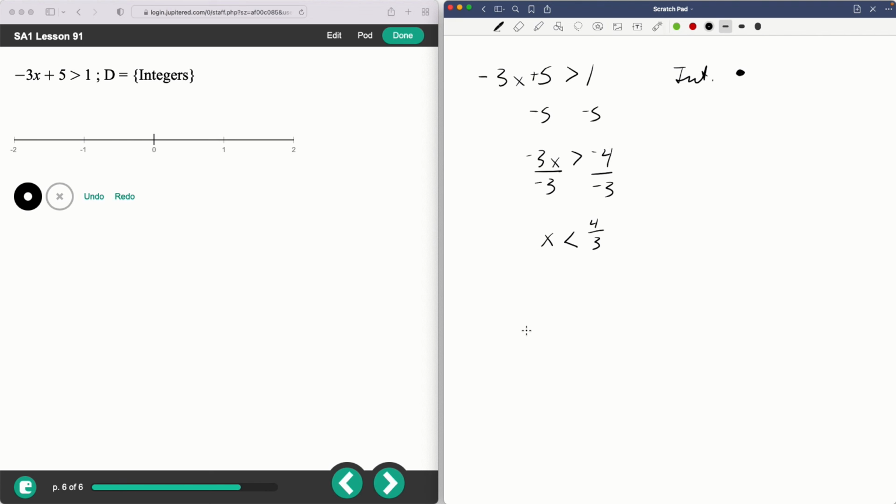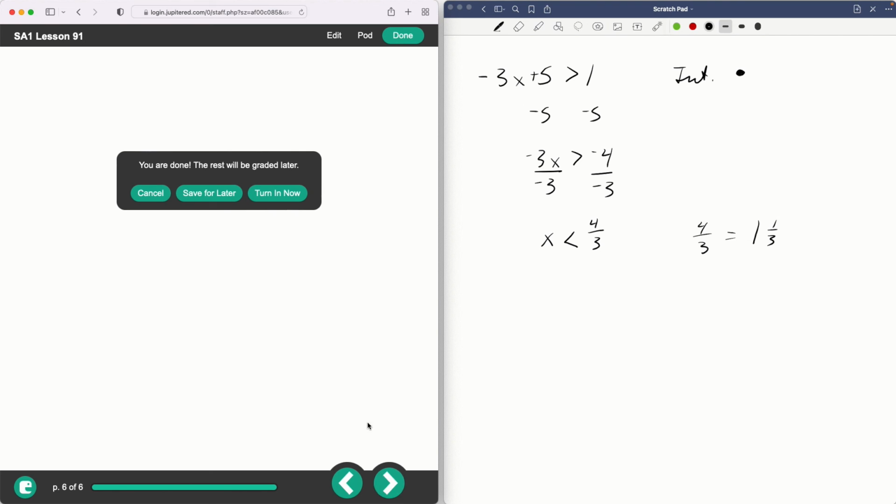Okay, so if x is less than 4/3, 4/3 is equal to 1 1/3, right? So what is the first integer less than 1 1/3? That would be 1. 1 is less than 1 1/3, and x is less than 1 1/3 in integers. So 1, 0, -1, and so on. And that's how we'd graph that. And that's it.